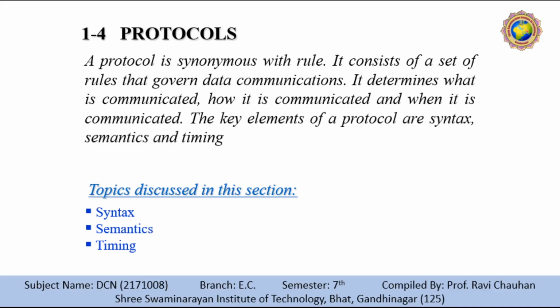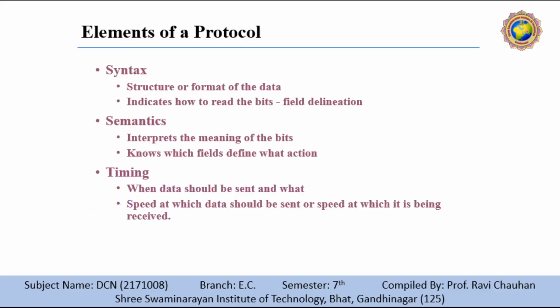Last is timing. The term timing refers to two characteristics: when data should be sent and how fast it can be sent. For example, if a sender produces data at 100 Mbps but the receiver can process only 1 Mbps, the transmitter will overload the receiver and some data will be lost. So timing is very important.